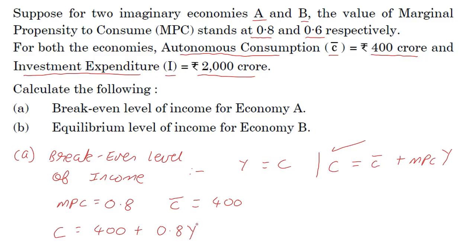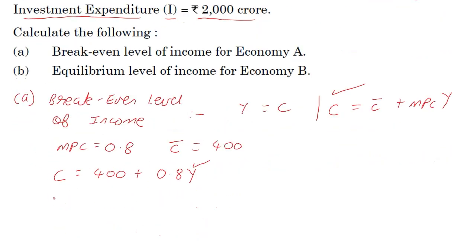But I do not know what the value for Y is, but I know that at the break-even level of income, Y is equal to C. So I can change the left-hand side of this equation by replacing C with Y. Now I'm able to isolate the value of Y and therefore determine the value of C. 0.8Y over here is addition, it goes that side, it becomes subtraction. So Y minus 0.8Y is equal to 400.